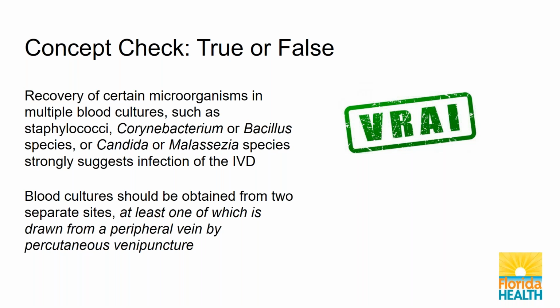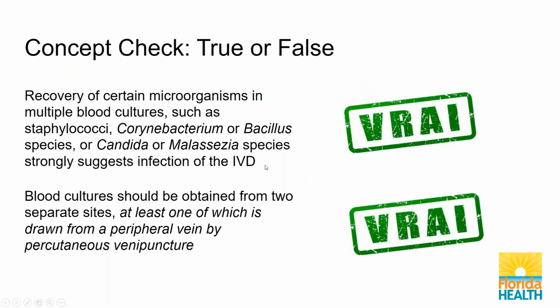It's been a minute. Okay, so blood cultures should be obtained from two separate sites, at least one of which is drawn from a peripheral vein by percutaneous venipuncture. Is this true or false? Interesting. So we have a lot of truths, but we do have some falses. So it is true. That is true. You should obtain your blood cultures from two separate sites.